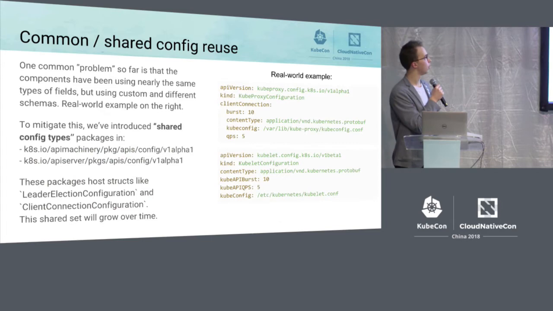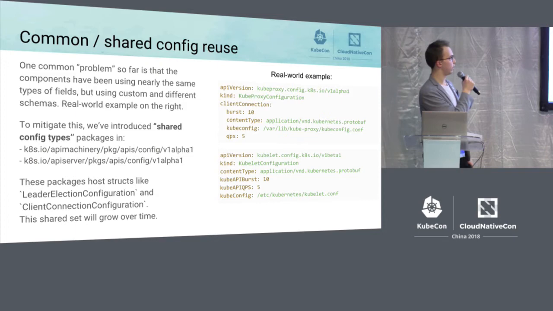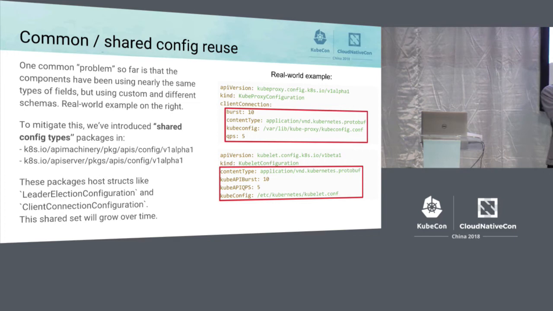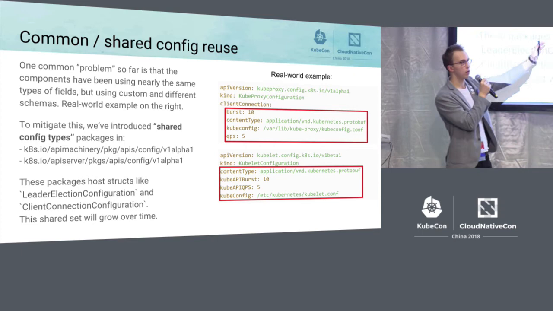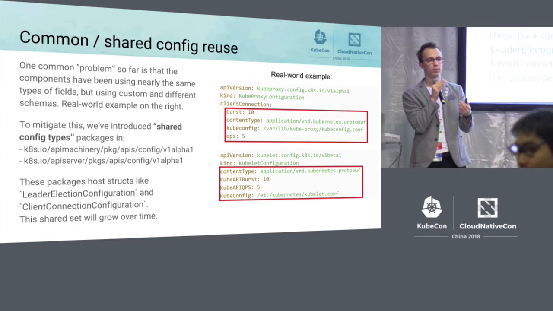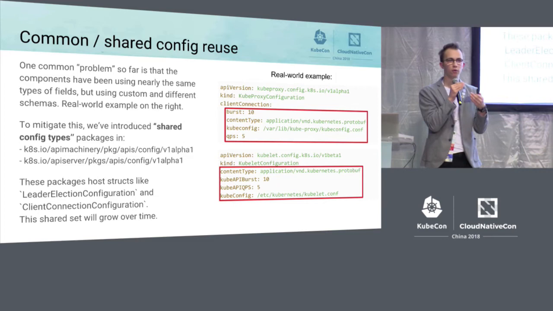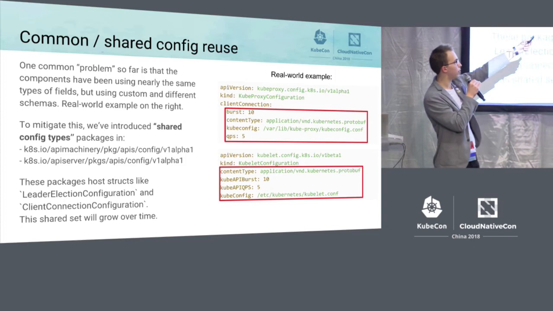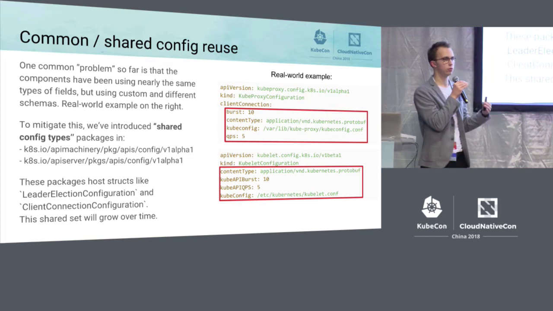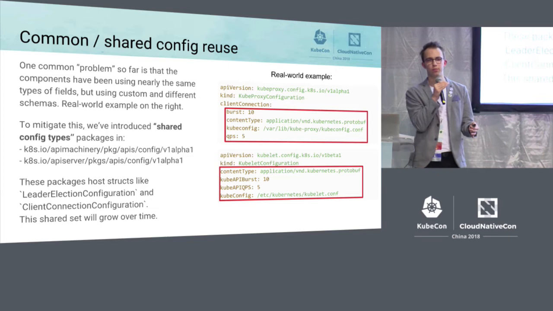So here we have the shared config problem. As you see here, these are real world examples of what we have right now. So the kube-proxy configuration group, if you are a Kubernetes client talking to the API server, you need some parameters. Like, where is the kubeconfig I should access? How often may I talk to the API server, with requests per second and burst? And how should I talk to the API server? Should I use plain JSON, or newer protobuf, or whatever? So these are configuration parameters that are similar for any Kubernetes component, globally.